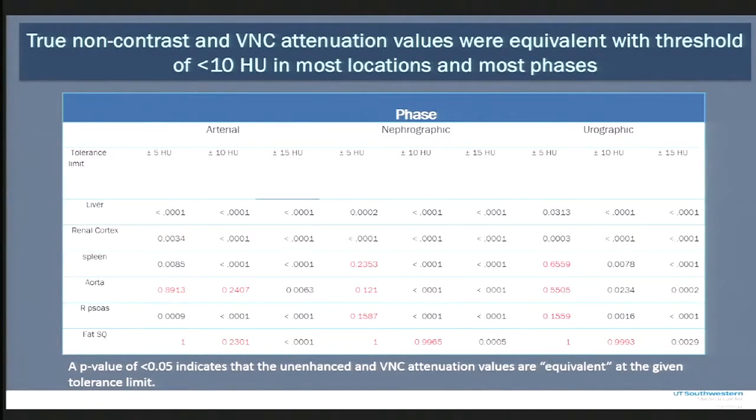This is a table with the statistics from the equivalence tests for arterial, nephrographic, and urographic phase images. This is quite a busy table as well. What to look for is these red values are areas where the virtual non-contrast image was not equivalent at the various tolerance limits. So in a majority of tissues, it was less than 10 Hounsfield units. However, in fat, it was less than 15 for all three phases.